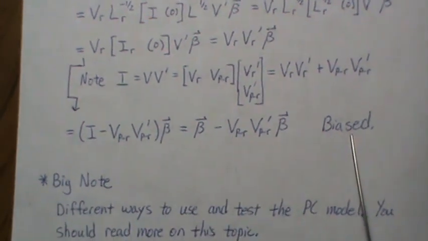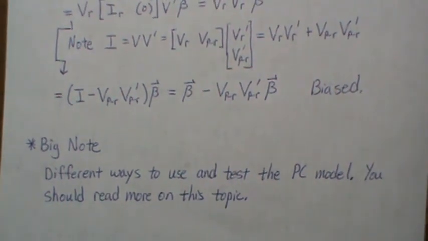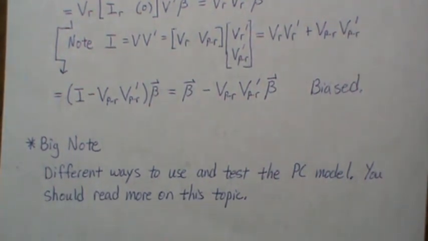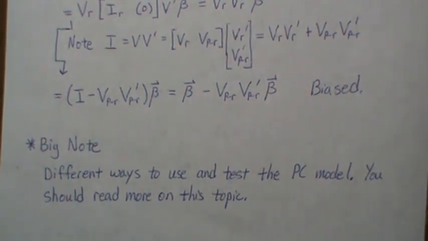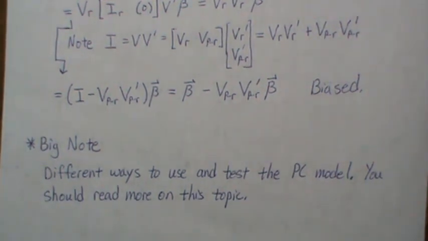Maybe we'll stop there because it's getting long, but I felt like I needed to introduce the notation and the ideas to really cover this in depth. The big note is that there are different ways to use and test this model that we're not going to cover, and you should read up more on this topic. It's pretty in-depth. There are different strategies: which vectors to use, how to test the beta parameters to eliminate columns, or the gamma parameters. Anyway, I hope you enjoyed this.